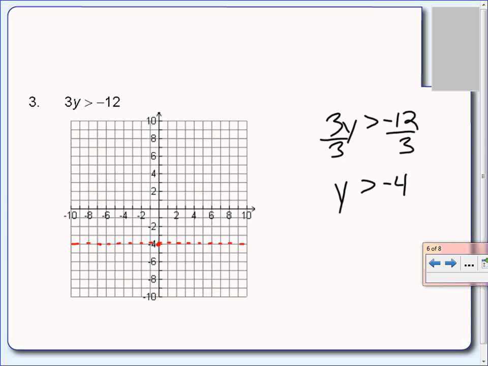Of course, I still got to do the shading part. And because it says greater than, we're going to be shading to the top. All of this part gets shaded. That's where all the solutions are. Everything to the top of that line.